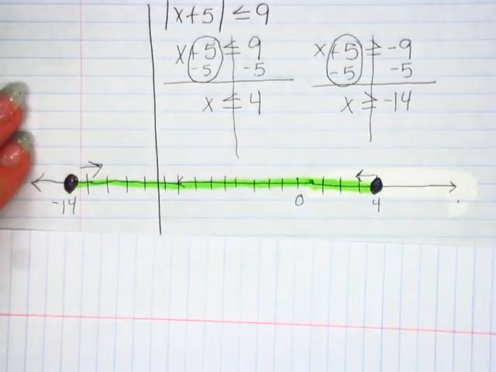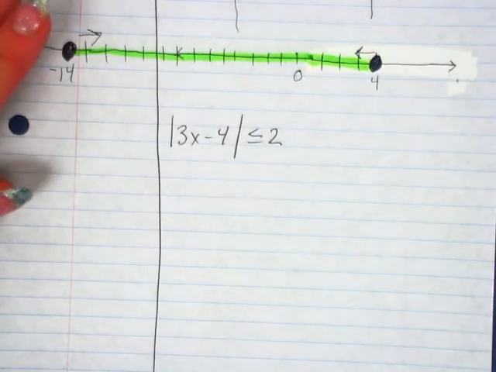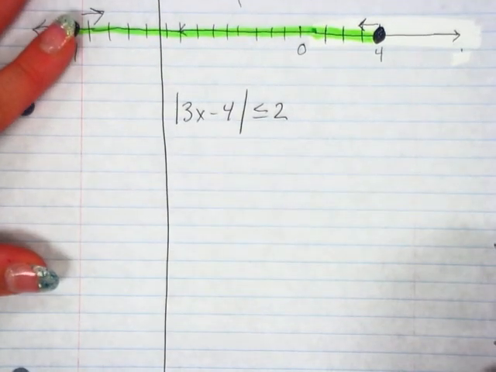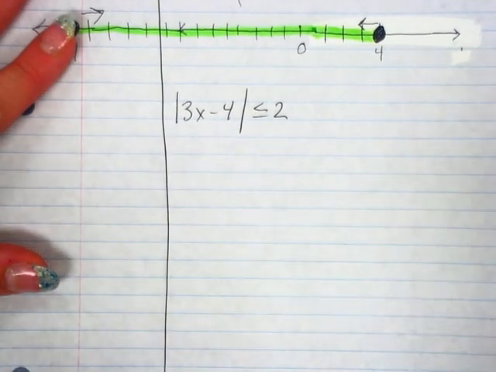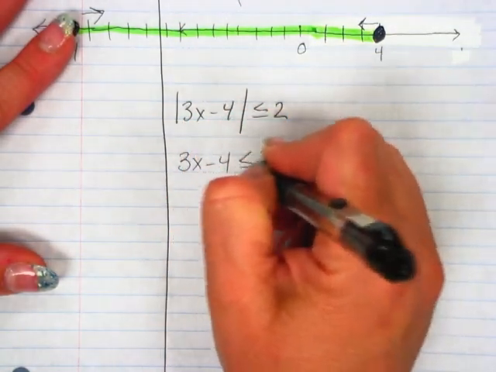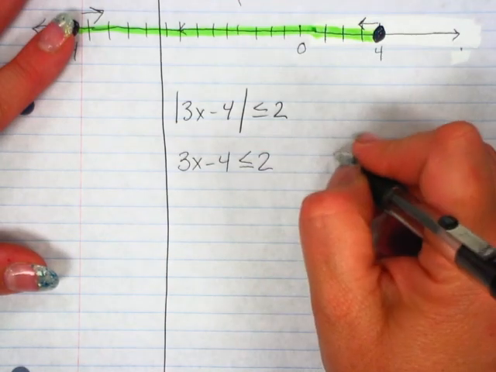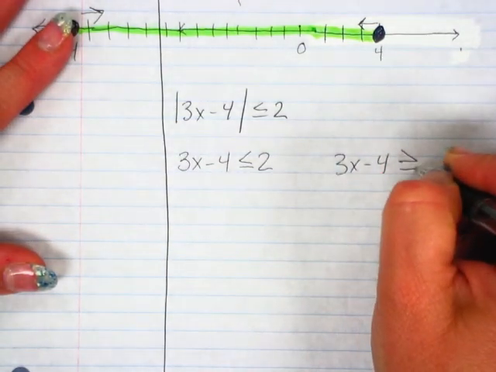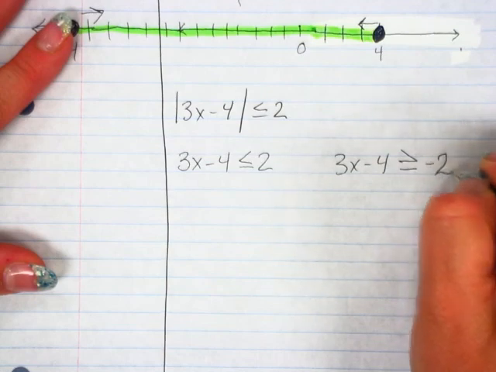All right. Let's try another equation. This one we're looking at the absolute value of 3x minus 4 is less than or equal to 2. So again, rewrite without the absolute value. Everything else stays the same. Rewrite without the absolute value. Switch the inequality and change this to a negative number.